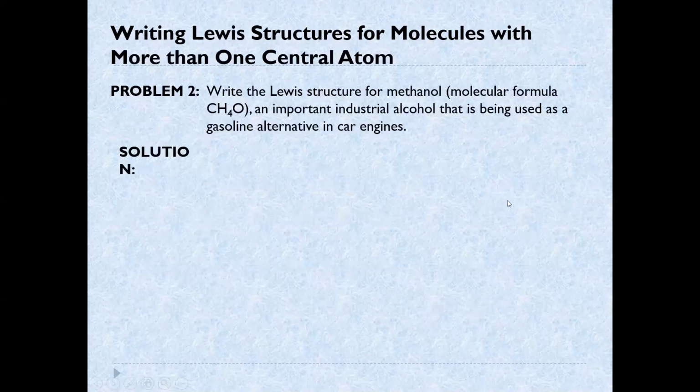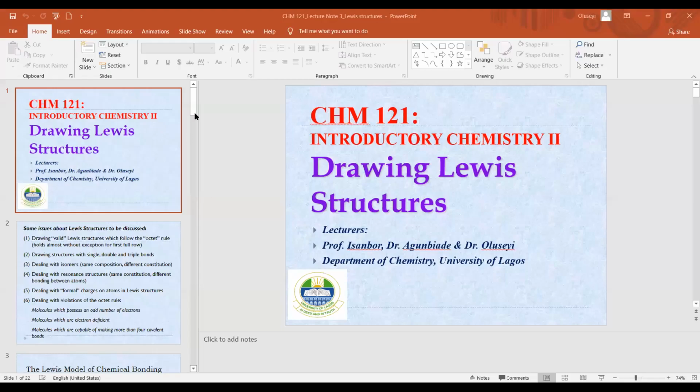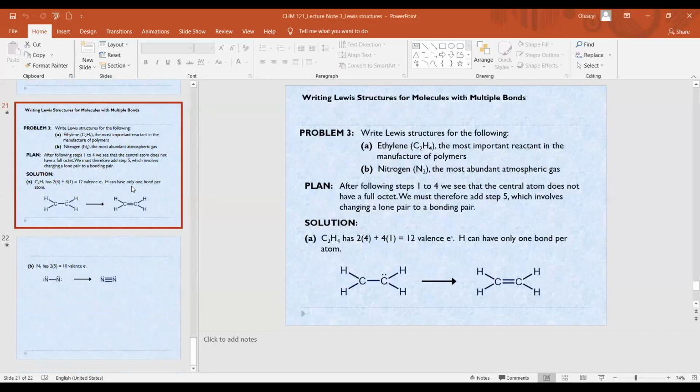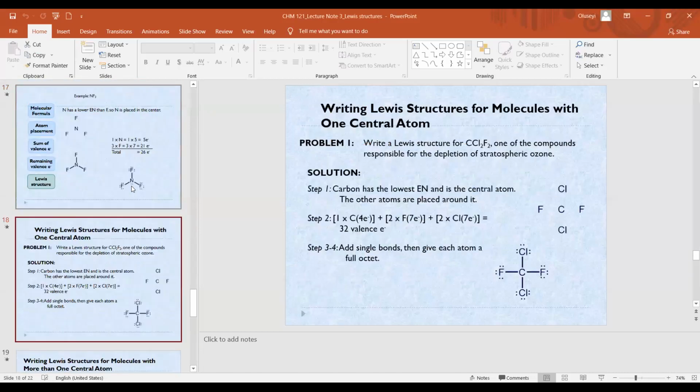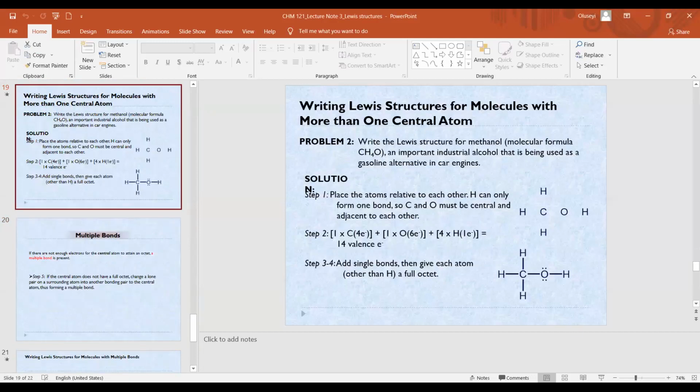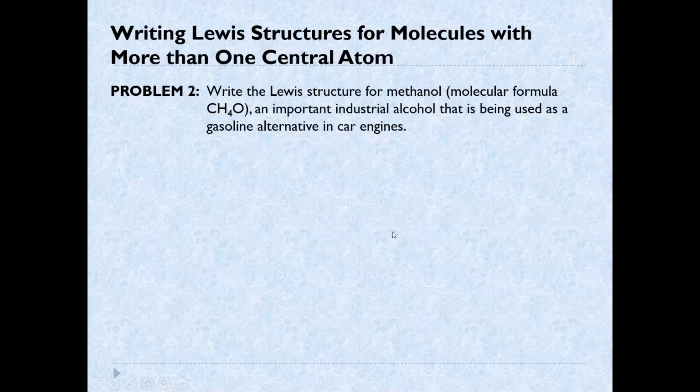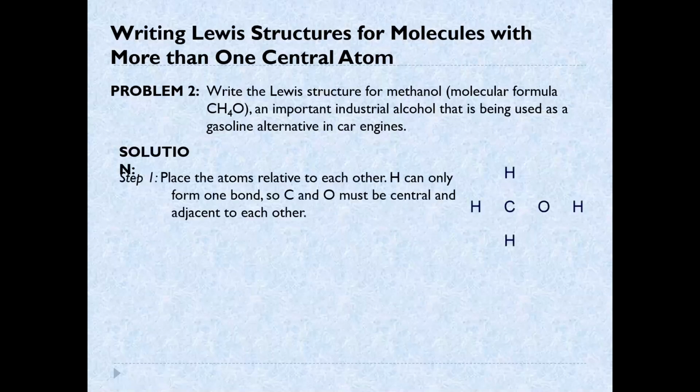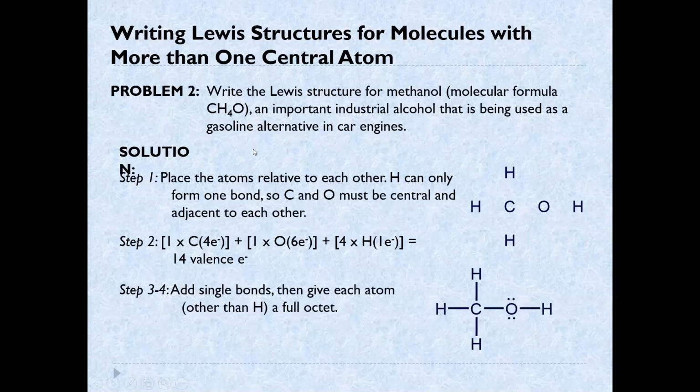There are times that you could have more than one central atom. Sorry, I lost my screen. Let me go back to my slide. You could have more than one central atom, as in the case of this compound, CH4O, that is CH3OH. So now we know that carbon and oxygen are the central atoms.